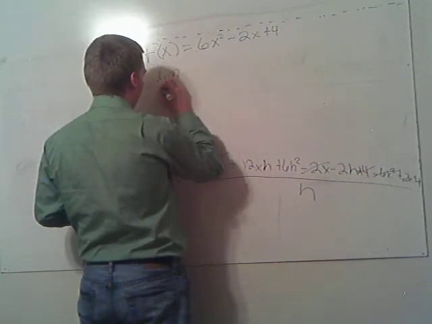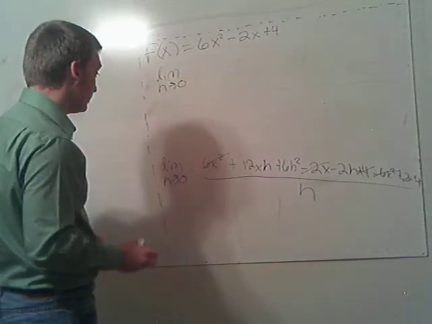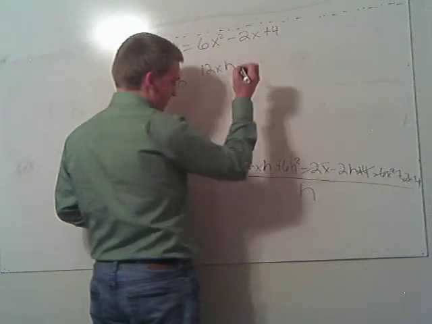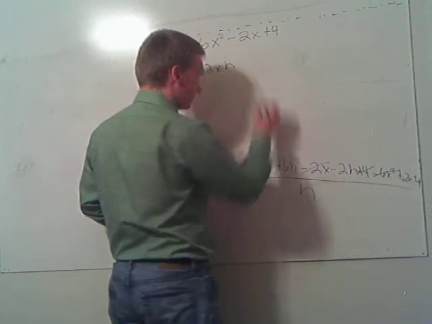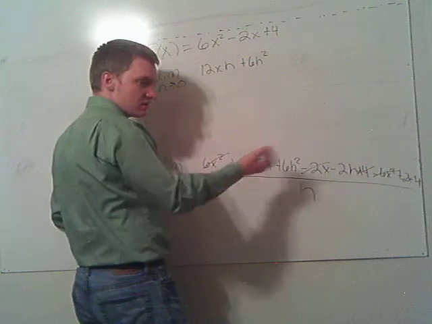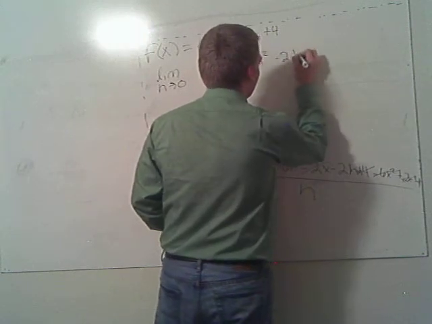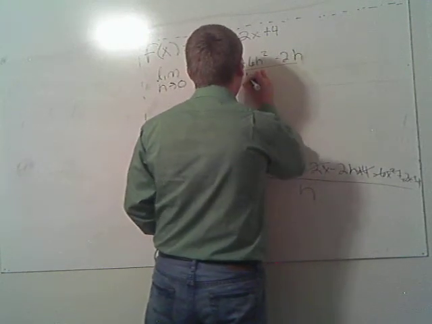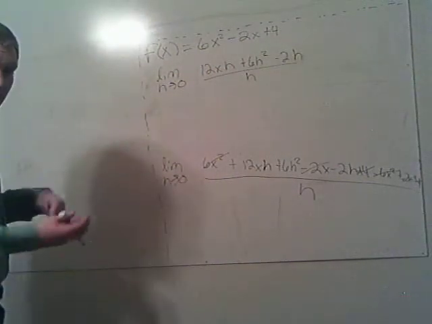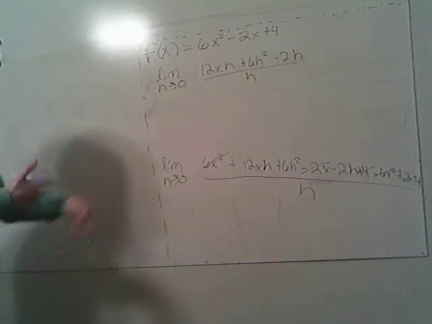The limit, as h goes to 0, of course, we still got our limit of 12x times h plus 6h squared, because that didn't cancel off, minus 2h all over h. And what we can notice about here, if you're doing these problems right, a delta x or an h will always fall out in the end, and it'll cancel in the numerator and the denominator.